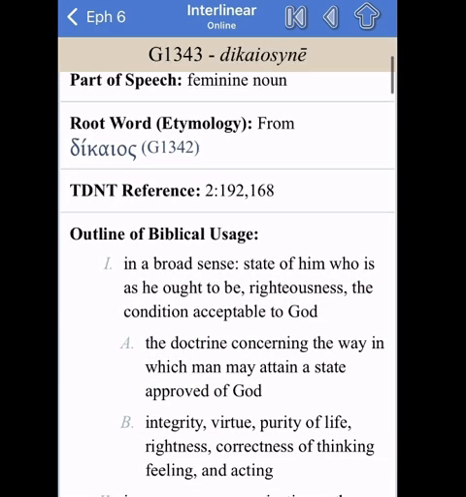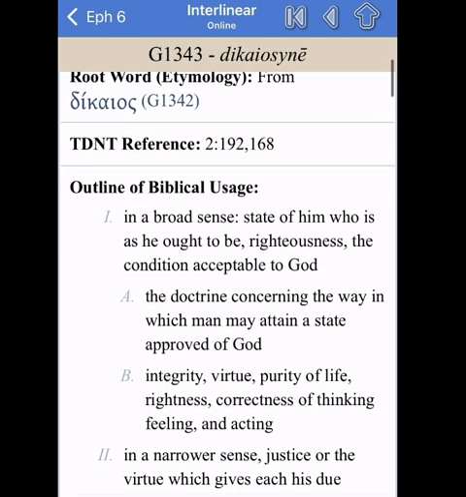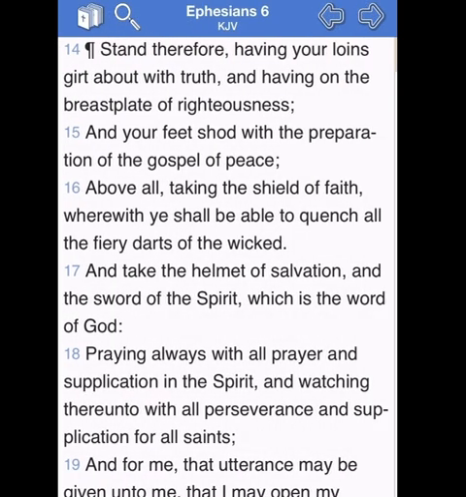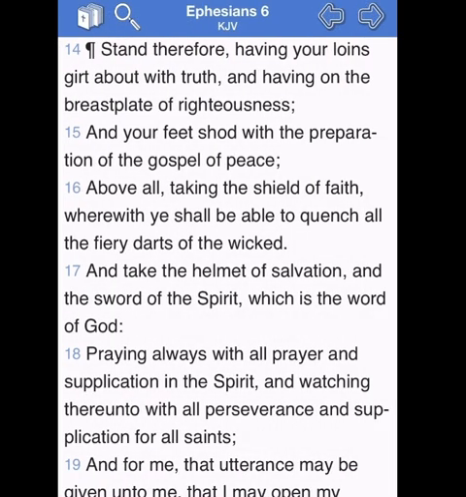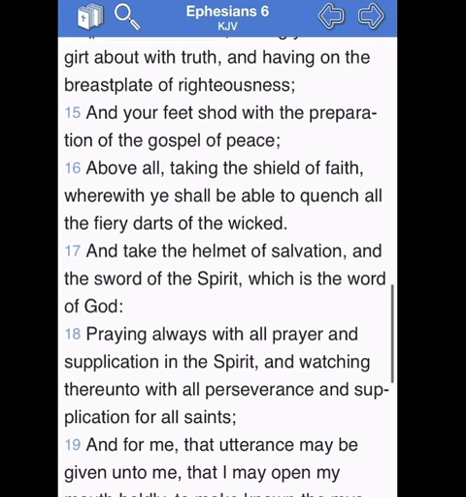And it says, condition of being acceptable to the Most High, integrity. All right, so what's being acceptable? Having the belief and having the works. That's what will make a man righteous, having the belief on Yahweh Shai, all right, because it's going to push forth those works. And it says, your feet shod with the preparation of the gospel of peace.